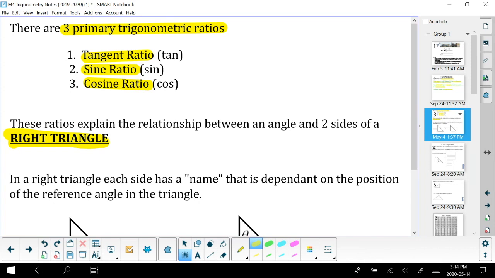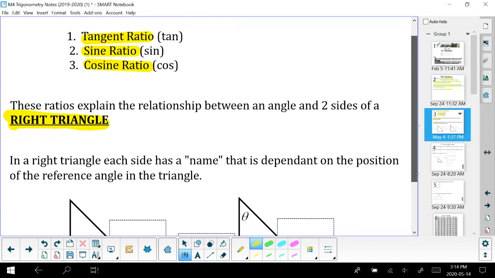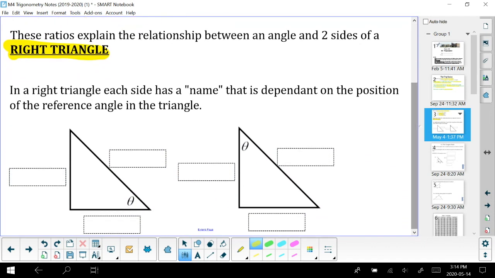What that means for you guys is you don't need to stress about why it's called the tangent ratio or the sine ratio. I could call it the star ratio or the watermelon ratio. Again, it just happens to be a name that has been used conventionally.